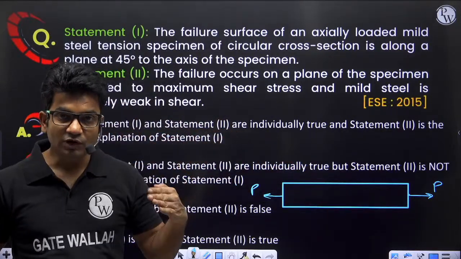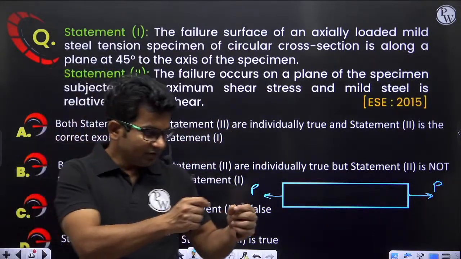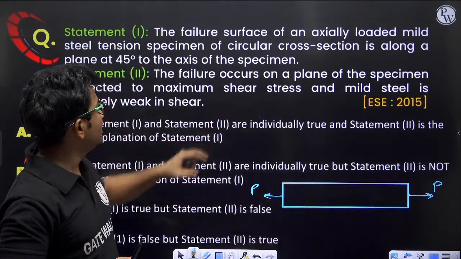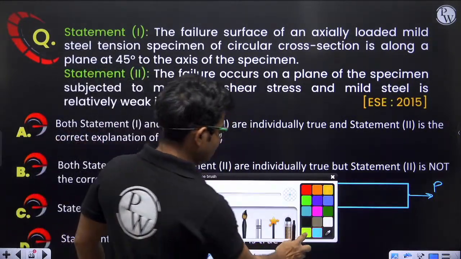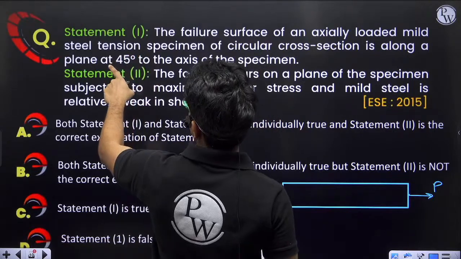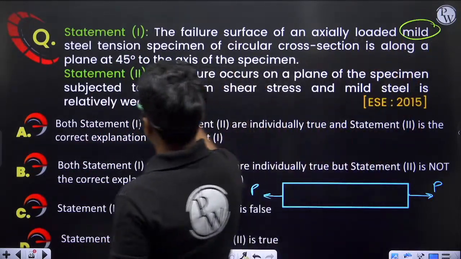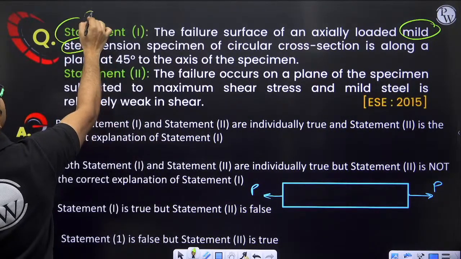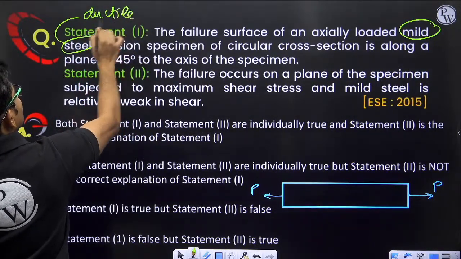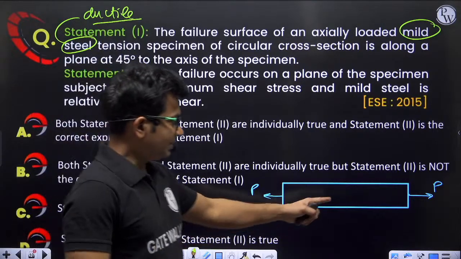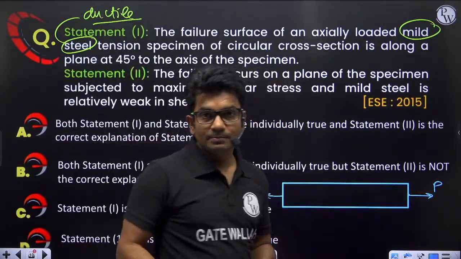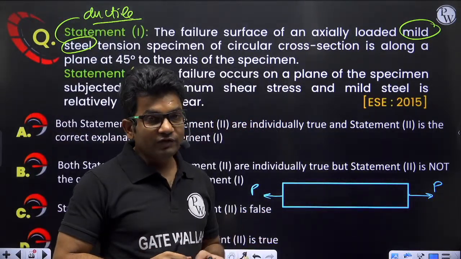So in tension what happens? In tension it will be pulled, and mild steel is basically a ductile material. In ductile material what will happen? It will elongate too much. And what will happen?